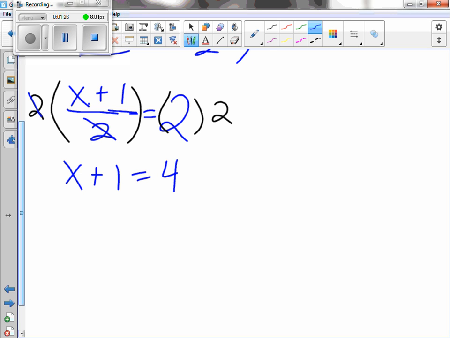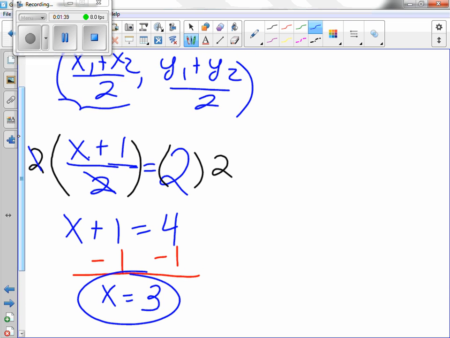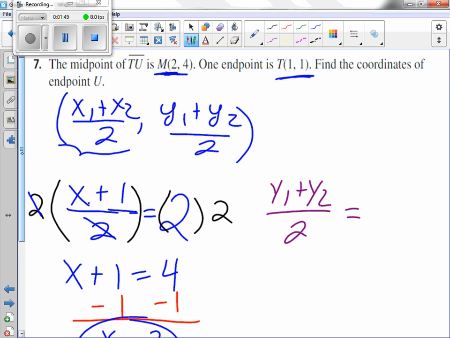Now, all I have to do is get x by itself, and to get x by itself, I'm going to subtract 1 from both sides. And when I subtract 1 from both sides, I get x = 3. That's our 3. That's where we got 3 from as one of the endpoints. Now we're going to do the exact same thing for y. So our y value formula is (y1 + y2)/2 gives me the midpoint. When I had the two endpoints, I would plug their y values in and get the midpoint. Well, it was already told me the midpoint for the y value is 4.